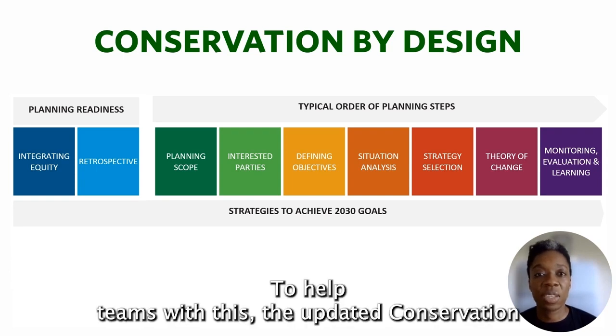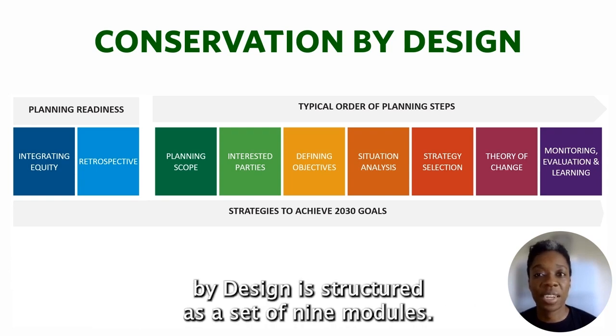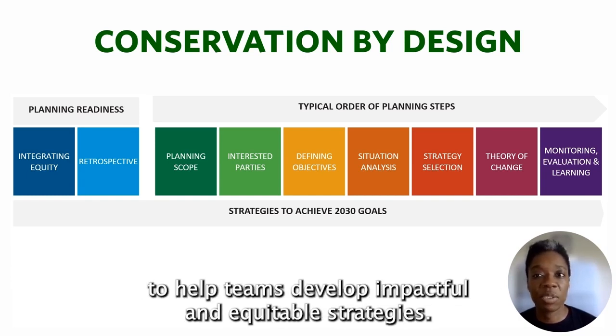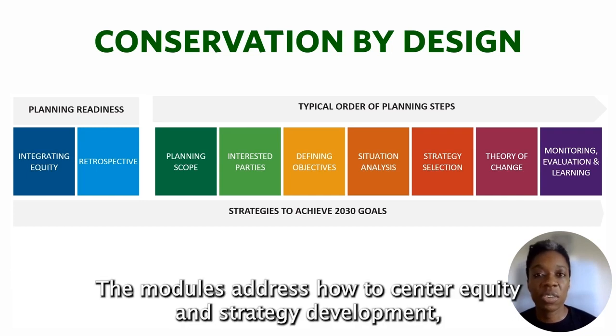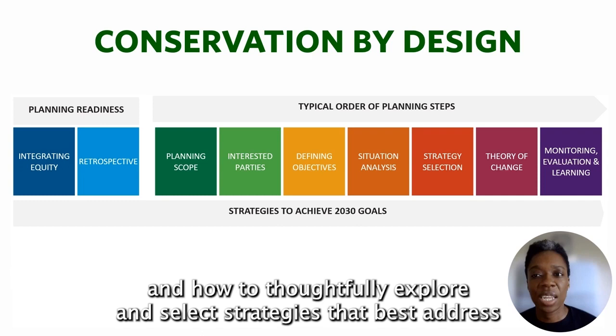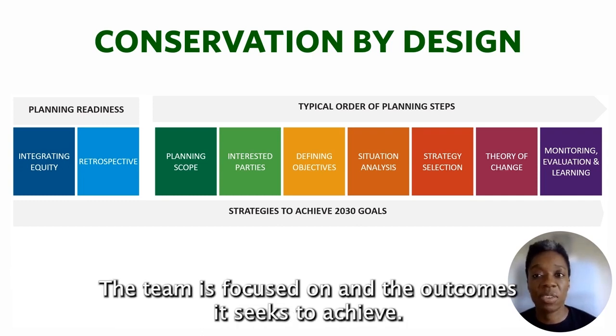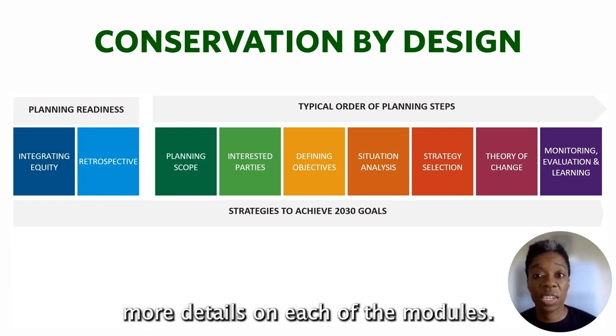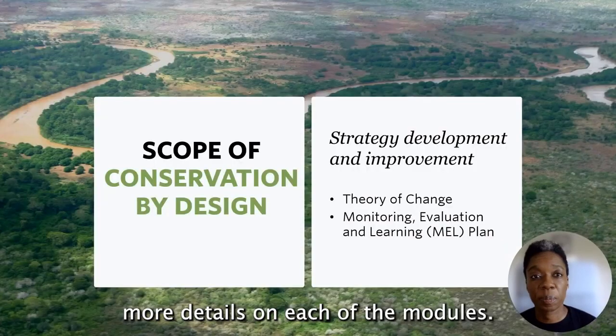To help teams with this, the updated Conservation by Design is structured as a set of 9 modules. Each module addresses a specific step or aspect of planning to help teams develop impactful and equitable strategies. The modules address how to center equity in strategy development and how to thoughtfully explore and select strategies that best address the core problems the team is focused on and the outcomes it seeks to achieve. The next video in this course provides more details on each of the modules.